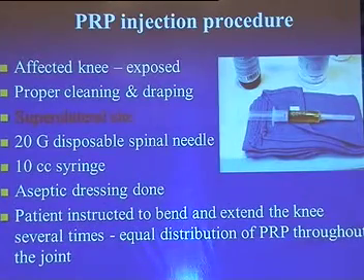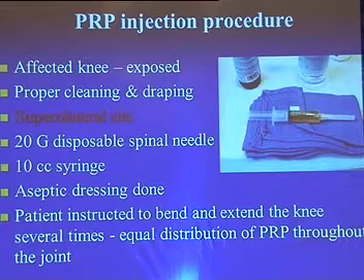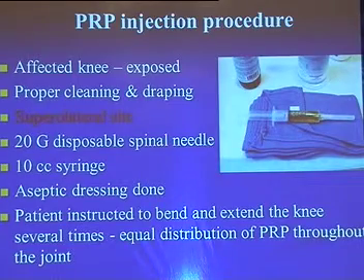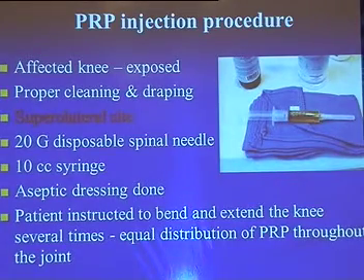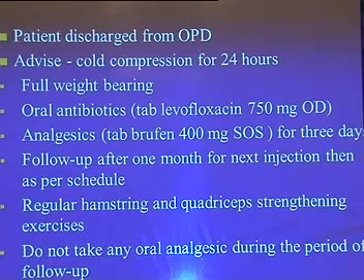Now the injection procedure. The affected knee is exposed, with proper cleaning and draping. The site is superolateral, using a 20 gauge disposable spinal needle and a 10 cc syringe, with aseptic dressing after the injection. The patient is instructed to bend and extend the knee several times so that there is equal distribution of PRP throughout the joint. The patient is discharged from OPD.